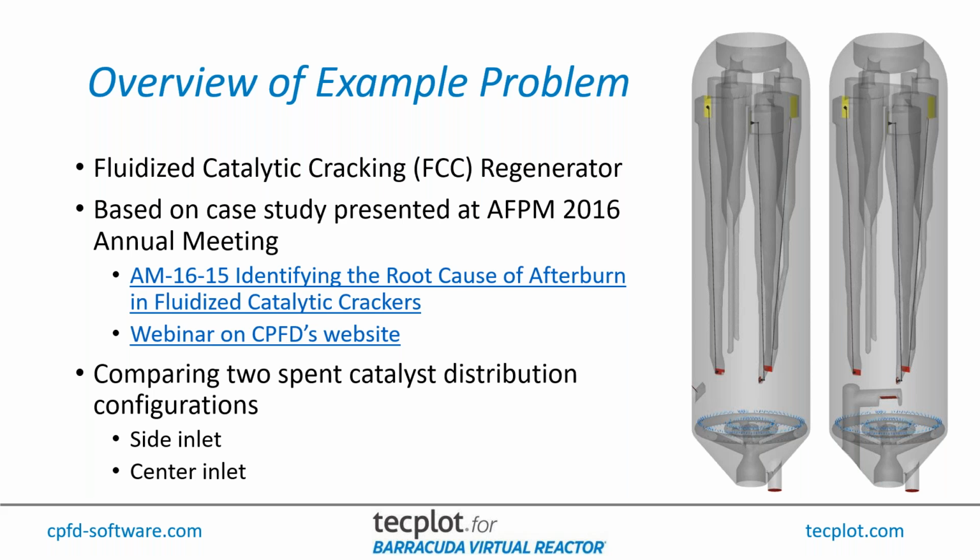That paper is available from the AFPM website, and we'll make sure to send everyone a link so that you can get it if you want it. We also did a webinar that's available on CPFD's website that describes the case study itself. For the demo today, we're going to look at two configurations of this system. We'll consider a side inlet for the spent catalyst distributor as our base case, and then a center inlet for the spent cat as a comparative case so that we can show some of the capabilities of Tecplot for Barracuda.